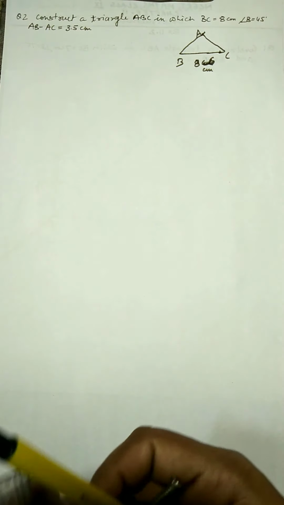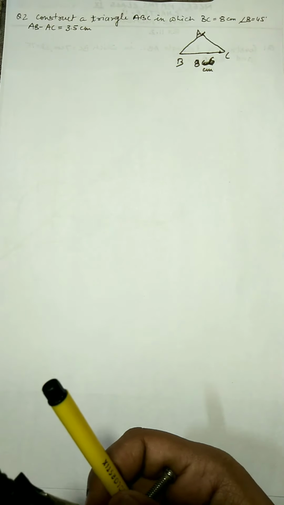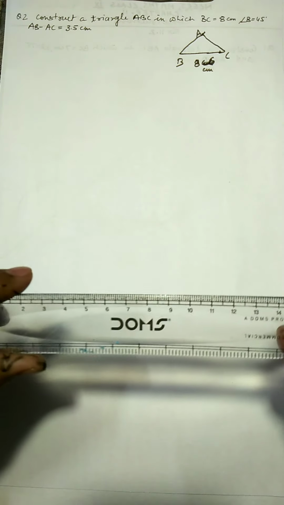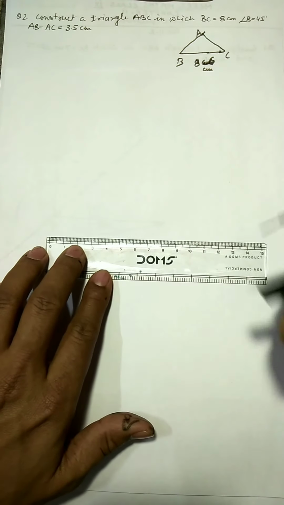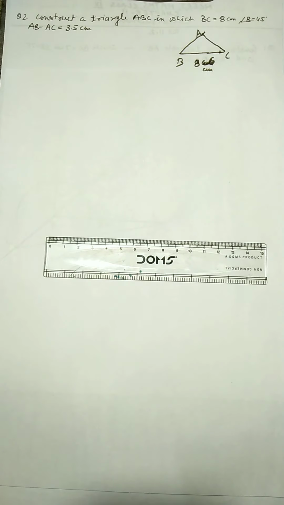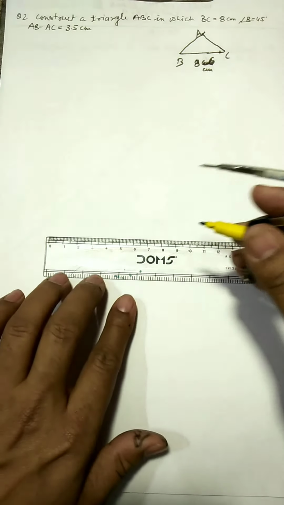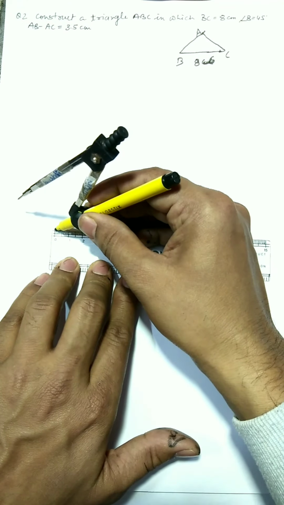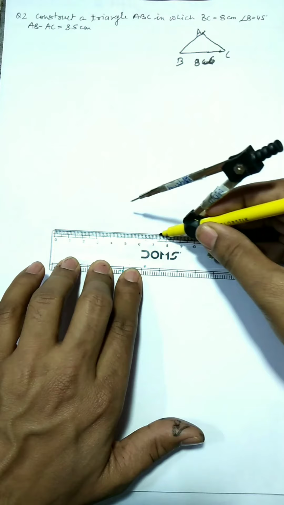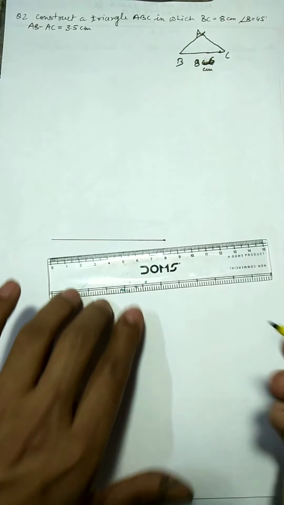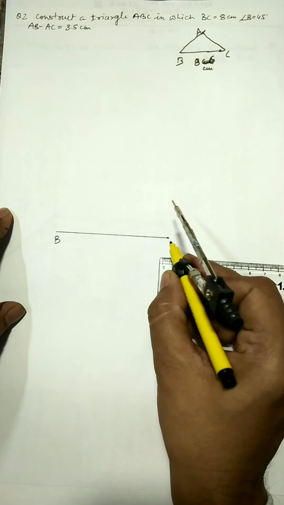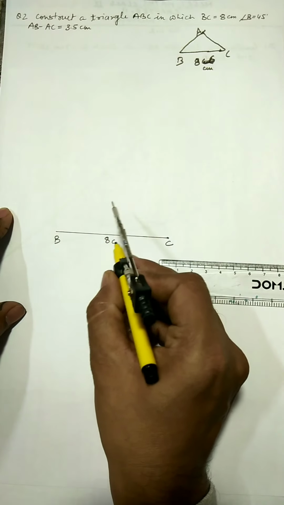So let's do this construction, and after this we'll know the reason why we are doing this construction in that particular way. So the first step is that you draw BC as 8 centimeter. I'm taking this scale here to construct BC as 8 centimeter. So you take this point and draw up to 8. This BC is your 8 centimeter.